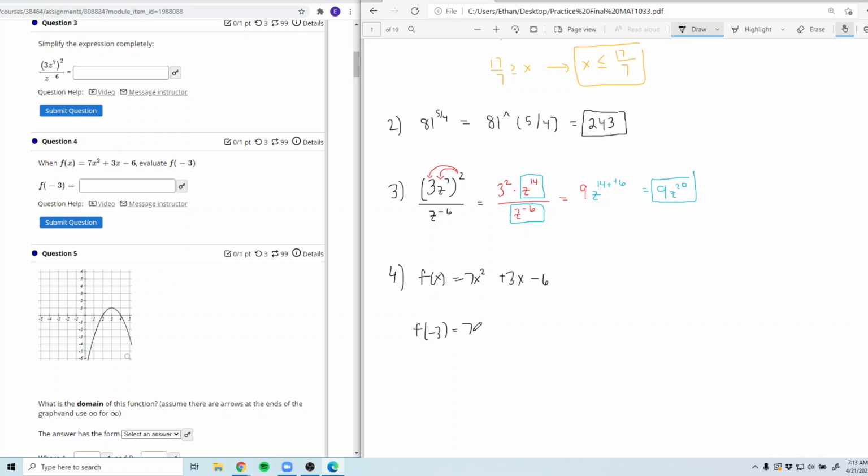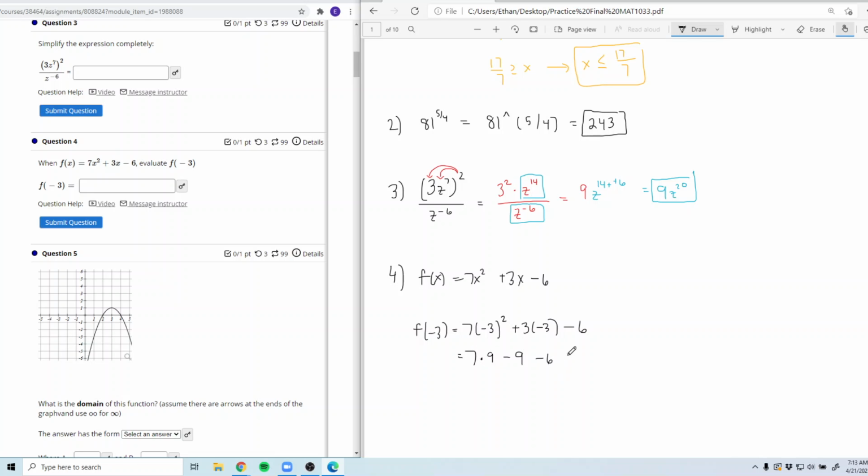So let's do that. We have 7, we have negative 3 squared plus 3 times negative 3 minus 6. Negative 3 squared is 9, so this is 7 times 9. 3 times negative 3 is negative 9, so I can change that plus to a minus, minus 9, minus 6.